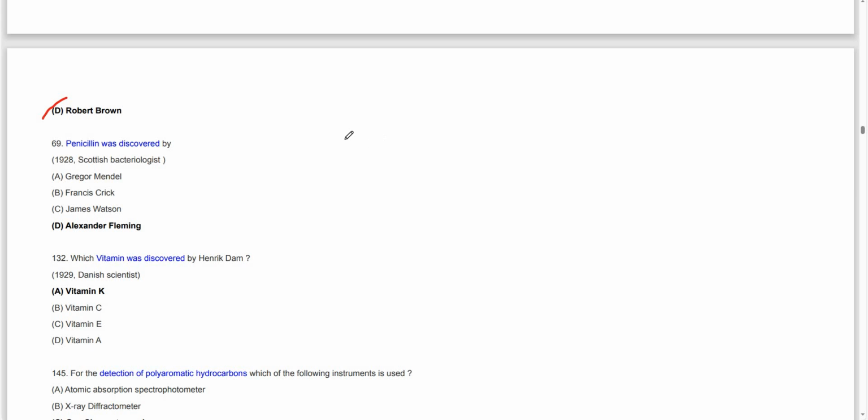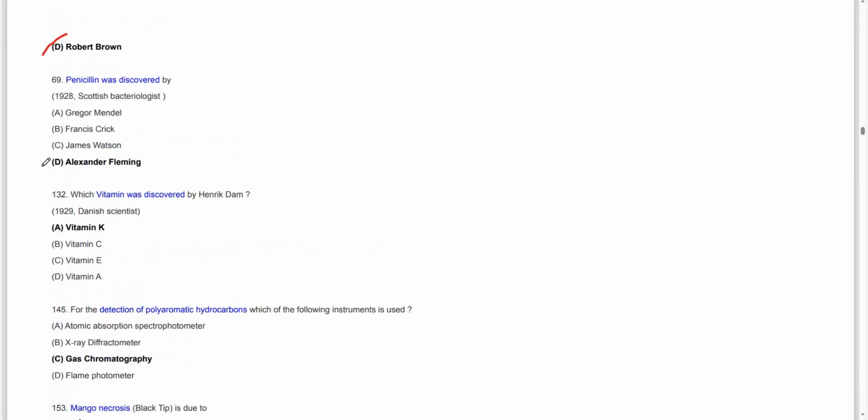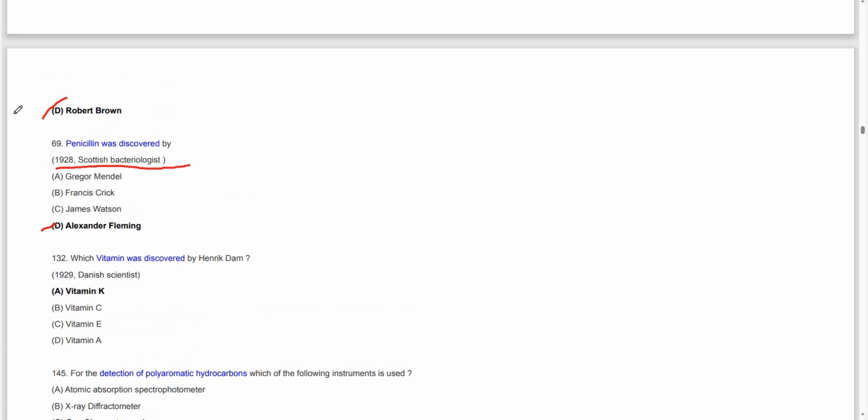Moving on to the next. Alexander Fleming is the one who discovered penicillin. He is a Scottish bacteriologist, in the year 1928. So penicillin was discovered by Alexander Fleming in 1928, a Scottish bacteriologist.